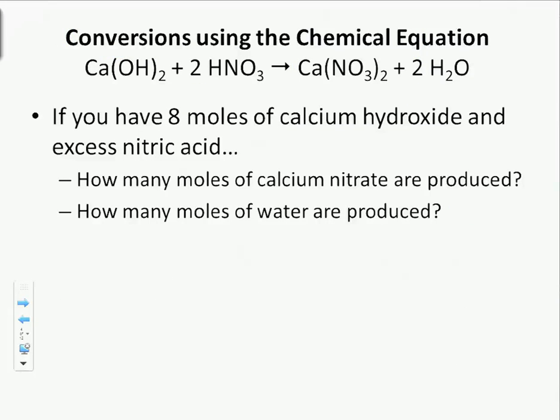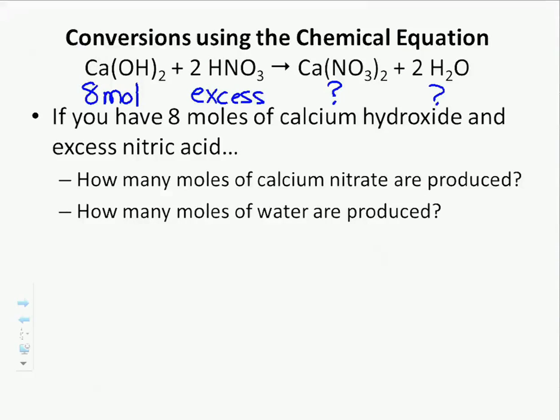Let's go a little bit more difficulty level then. Let's say you have 8 moles of calcium hydroxide and excess nitric acid. How many moles of calcium nitrate then would be produced? So we're starting out here with 8 moles of calcium hydroxide, and we're interested in the number of moles of calcium nitrate, and the number of moles of water.